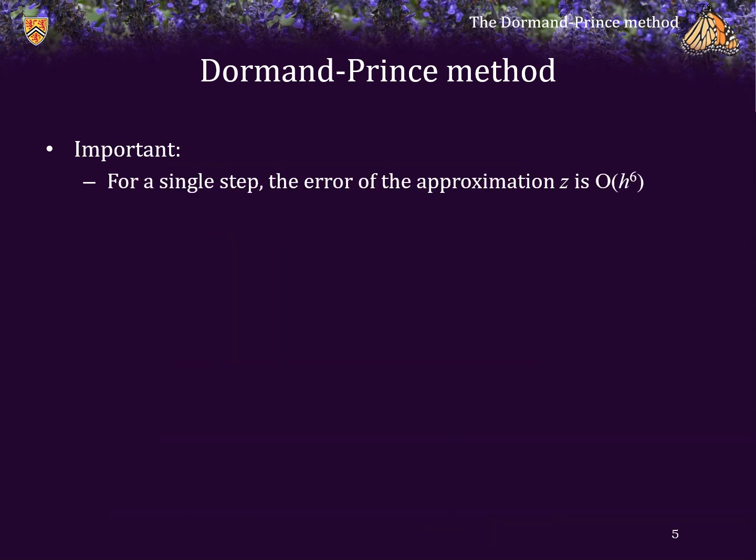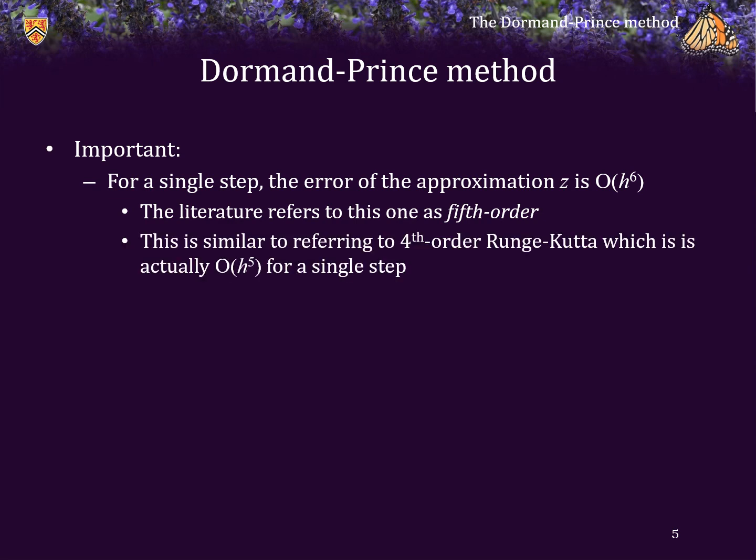Now, something that's very important here, because I haven't actually described the error, is that the error for the approximation of the more accurate value, z, is order h to the 6th. Why is this important? Because the literature refers to this one as being the 5th-order approximation. Just like fourth-order Runge-Kutta is order h to the 5 for a single step, but if you repeatedly apply it, the error drops to order h to the 4th. So the more accurate approximation, z, is order h to the 6th.